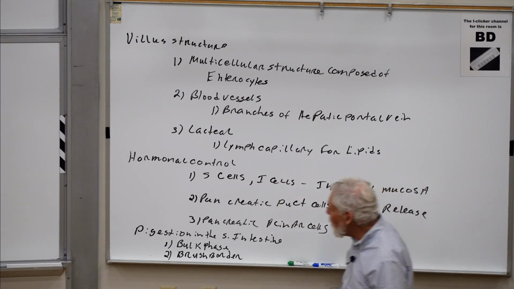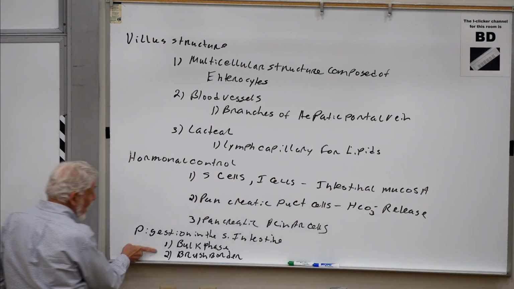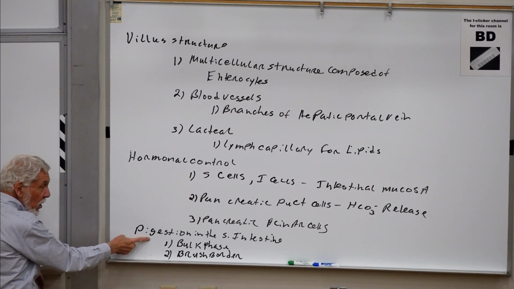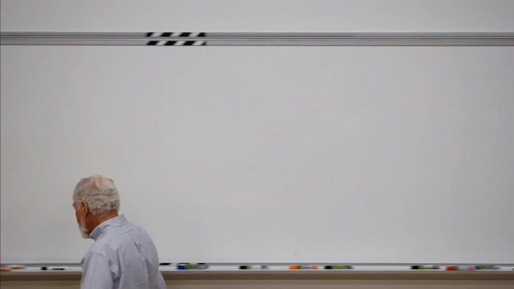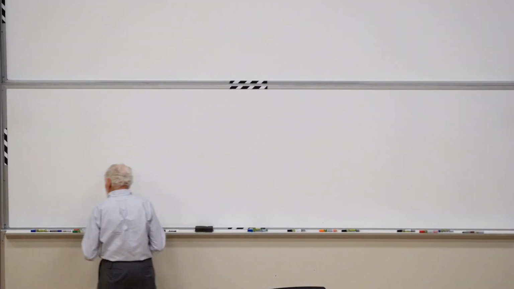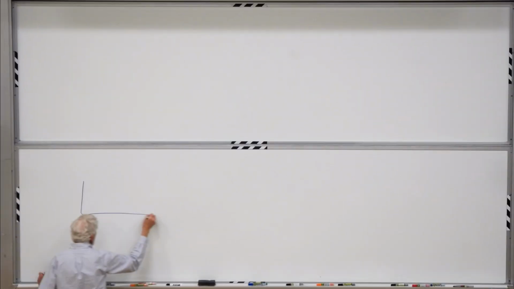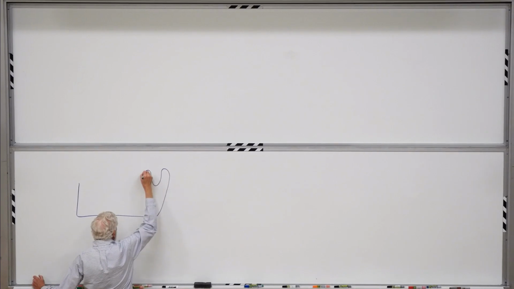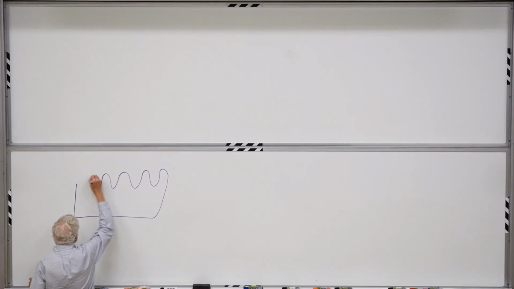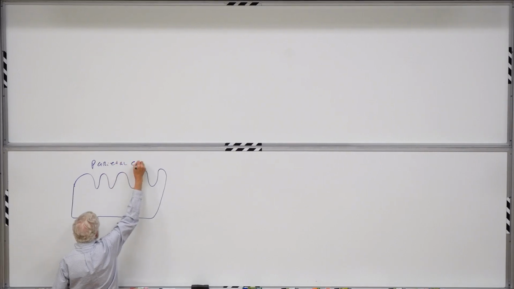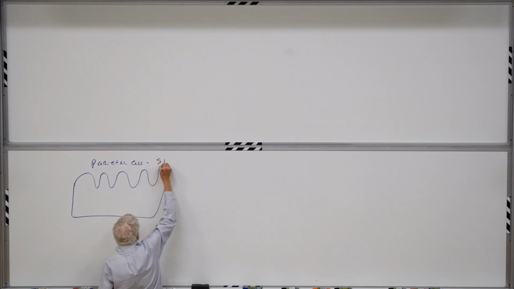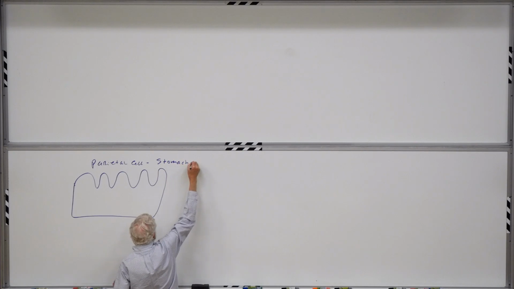And finally, if there's time, we'll talk about digestion in the intestine, and we're going to break it into the bulk phase in the center of the tube and the brush border, which is right along the edge. But let's start here and try to finish up where we were yesterday. I'm going to draw this cell as a parietal cell. This is, of course, in the stomach mucosa.